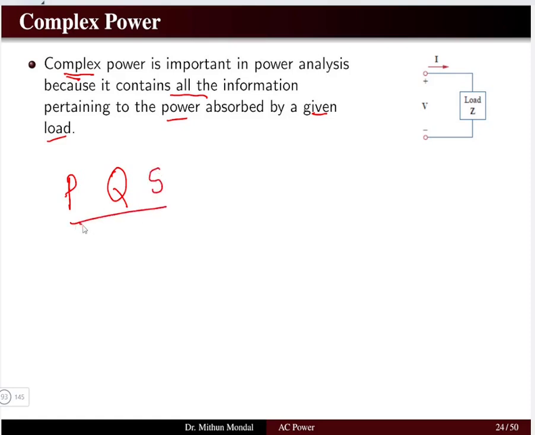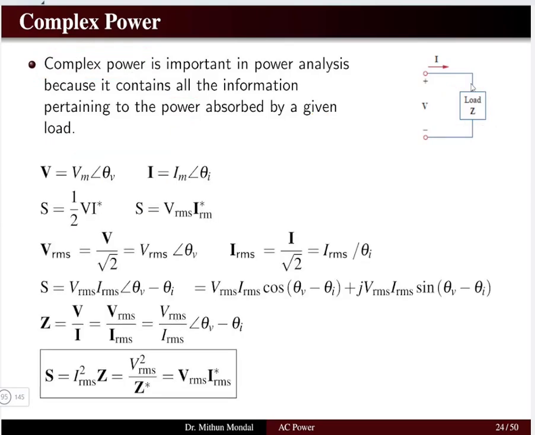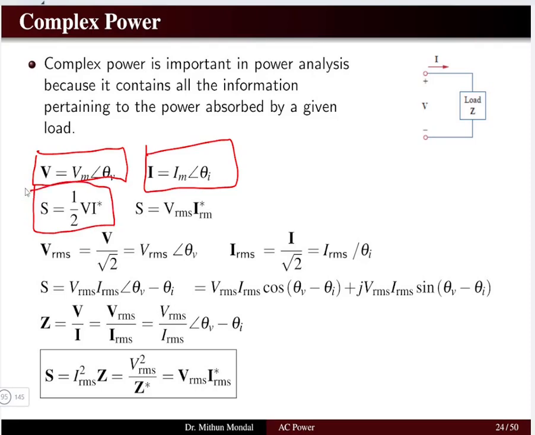Till now we have studied these. If one of the terms is given, it is very difficult to find the other terms or all the information. So we have introduced a new term, the complex power, which will contain all the information of the power for a load, and the load is AC. Given the phasor of the voltage and the current, we can write the complex power S is equal to half of V I conjugate. This we have already derived in the previous lecture.